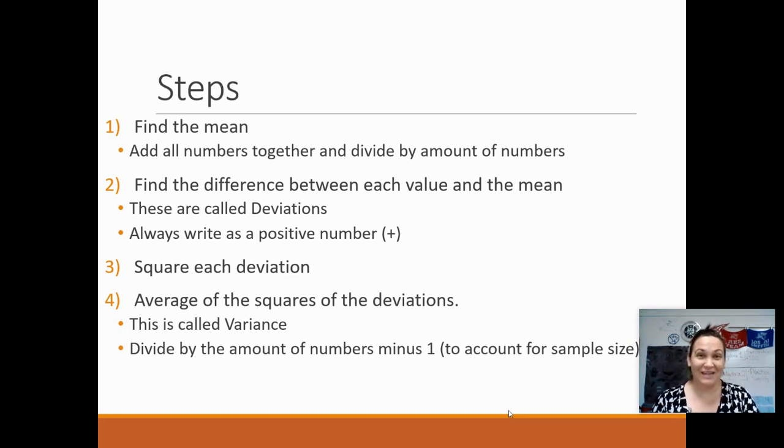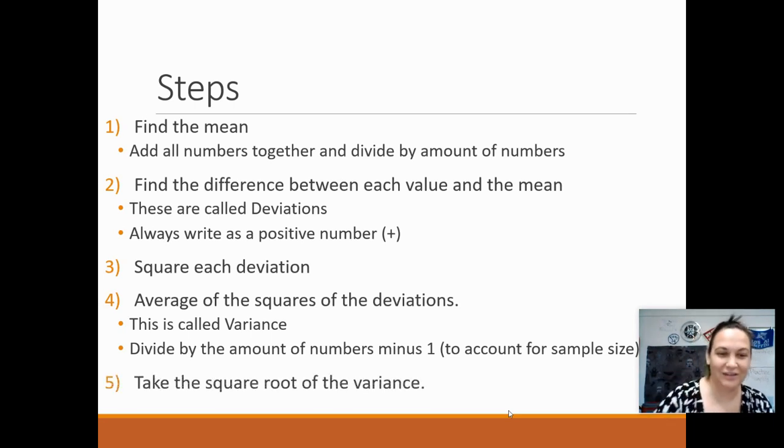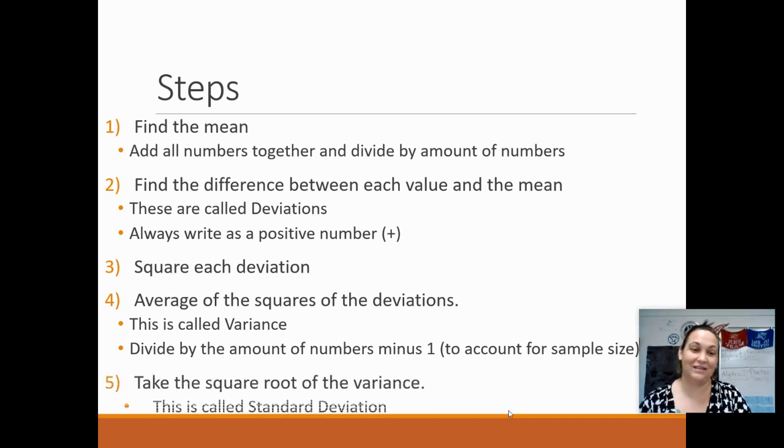All right, guys, we're almost there. Our very last step to find standard deviation is we're going to square root the variance. And then that is our standard deviation.